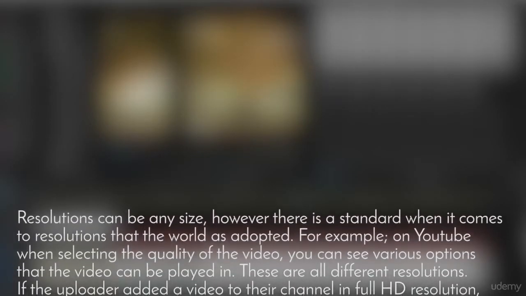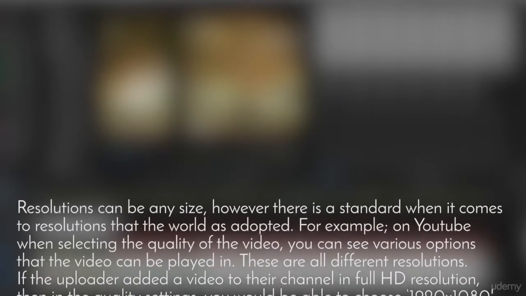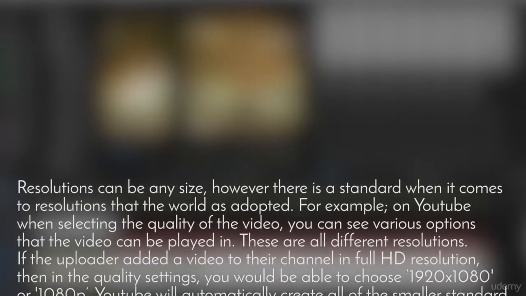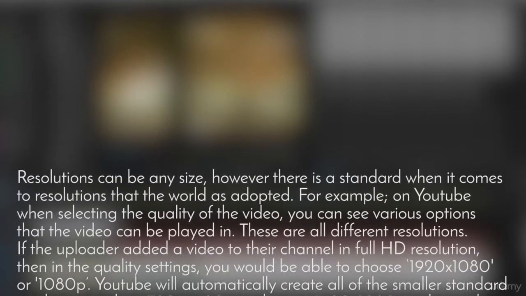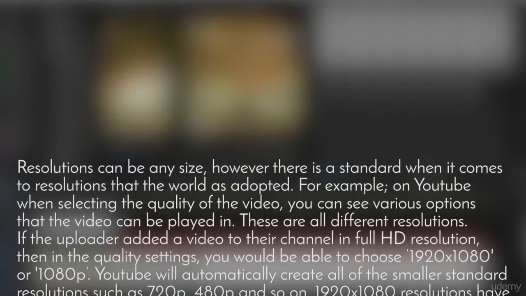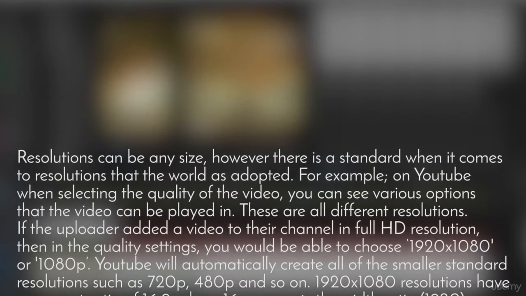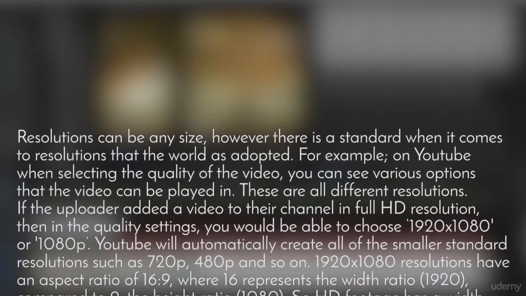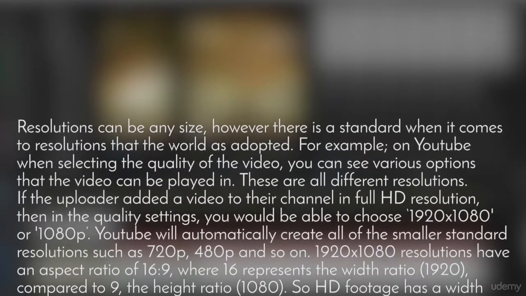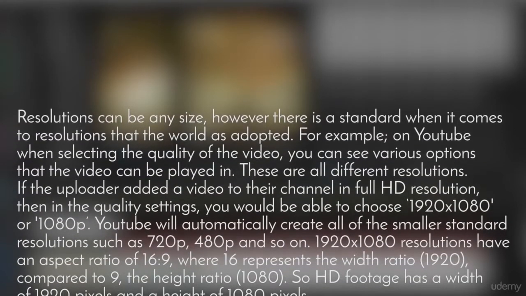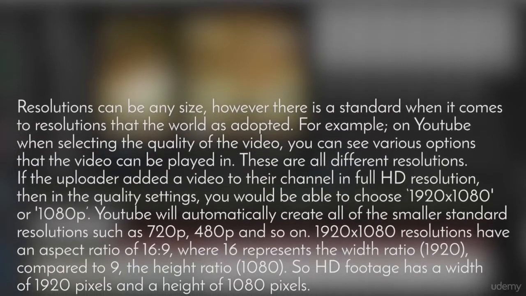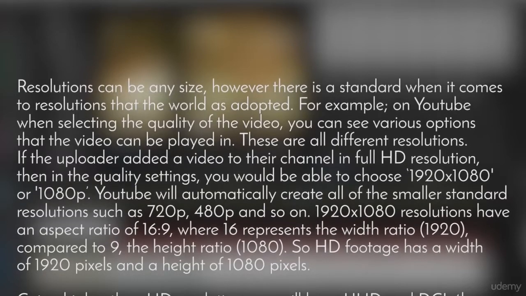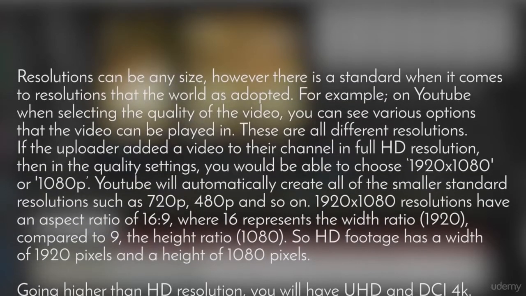However, there is a standard when it comes to the resolutions that the world has adopted. For example, on YouTube, when selecting the quality of the video, you can see various options that the video can be played in. These are all different resolutions. If the uploader added a video to their channel in full HD resolution, then in the quality settings, you would be able to choose 1920 by 1080 or 1080p. YouTube will automatically create all of the smaller standard resolutions, such as 720p, 480p, and so on.